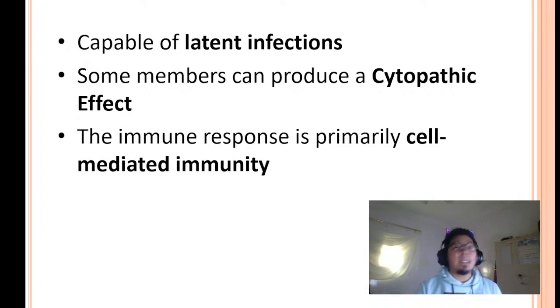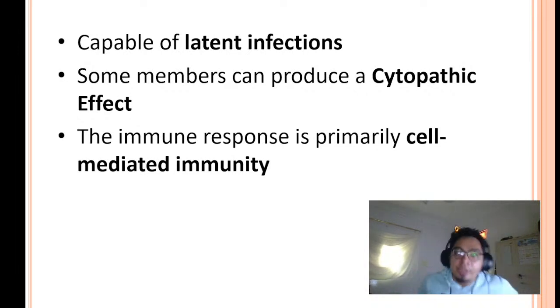What do you mean by a latent infection? Some members can produce a cytopathic effect. The immune response is primarily cell mediated. Let's try to dissect what each of these highlighted terms mean.